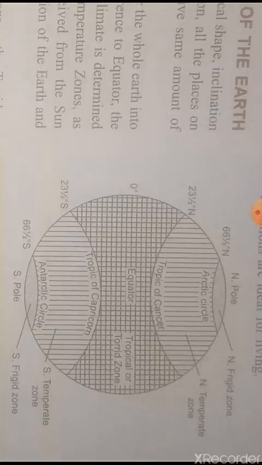Next is temperate zone. North temperate zone lies between 23.5 degree north to 66.5 degree north between Tropic of Cancer and Arctic Circle. The south temperate zone lies between Tropic of Capricorn and Antarctic Circle, that is 23.5 degree south to 66.5 degree south. Here the climate is moderate. There is great difference between summer and winter. Weather changes mostly occur here. It is an ideal place for living.